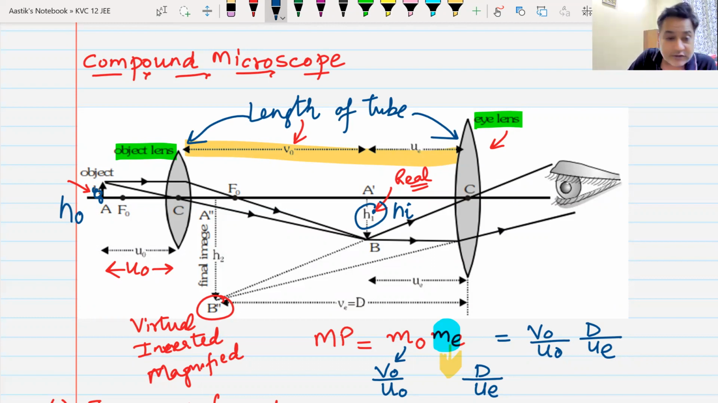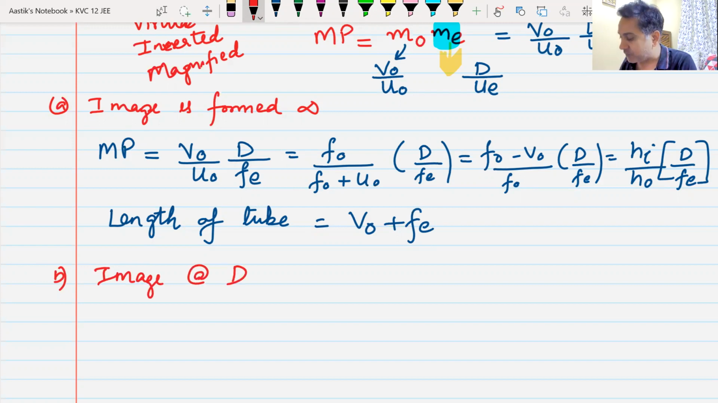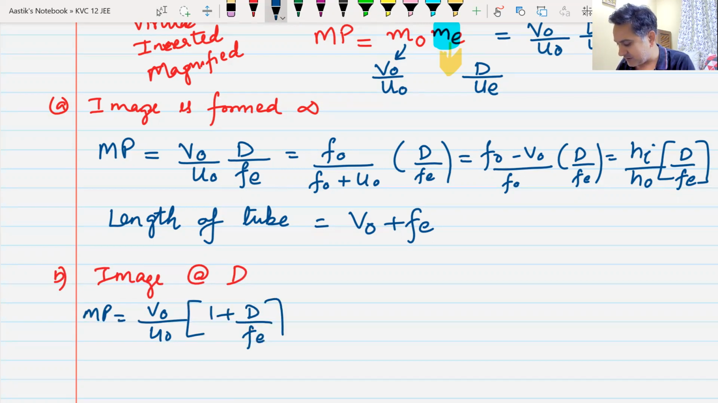Now quickly, in 5 seconds, we will write the formula for image formed at D. Quickly write the formula for image at D, and I quickly write it. MP, magnifying power, will be V naught by U naught into what? 1 plus D by FE. Do we understand this? Yes or no?